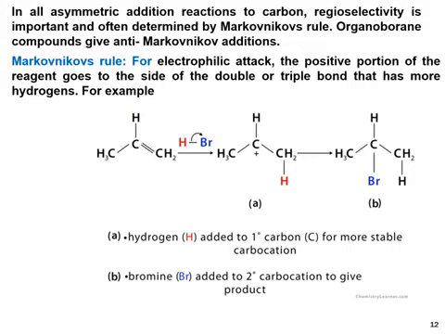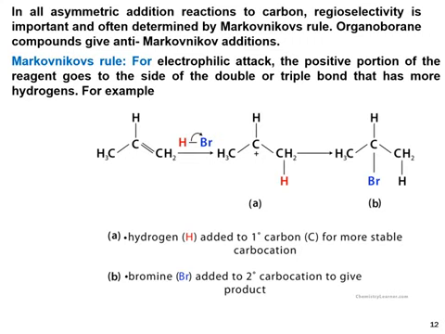If the positive portion of the reagent goes to the side of the double or triple bond that already has more hydrogens, the resulting product is called the Markovnikov product, and this rule is called the Markovnikov rule. You can see in this example, this is the asymmetric olefinic bond. One carbon of the olefin has two hydrogens, and the second carbon has one methyl and one hydrogen.